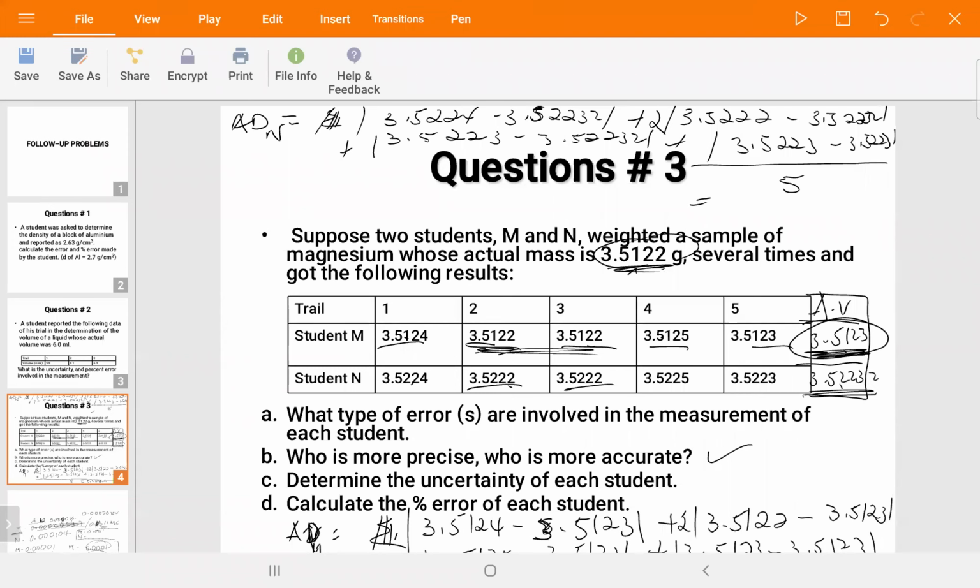Alright, any question regarding precision and accuracy, as well as how to calculate to decide whether a measurement is precise or accurate? If anything is unclear, you can raise it.